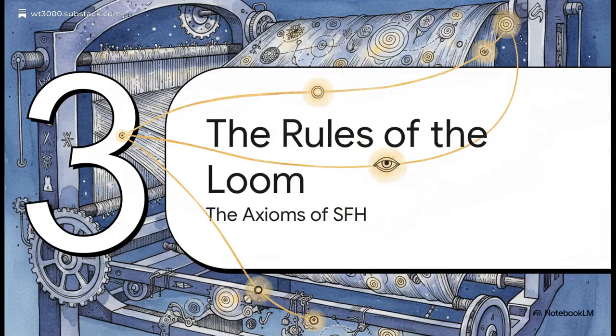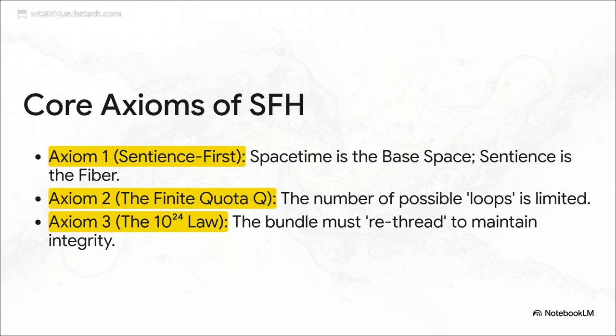All right, so if reality is being woven on some kind of cosmic loom, you'd expect there to be rules, right? A pattern. Well, the Sentience-Field hypothesis, or SFH, boils it down to three fundamental rules, or axioms. First, and this is the big one, sentience comes first. It's not some random accident. It's the fundamental fiber that everything else is made of. Second, the universe doesn't have an infinite amount of this thread. There's a limited budget of potential experience, a finite number of loops it gets to work with. And third, and this is just fascinatingly specific, the whole structure has to periodically rethread itself, kind of like a self-repairing loom, to keep it all from falling apart.